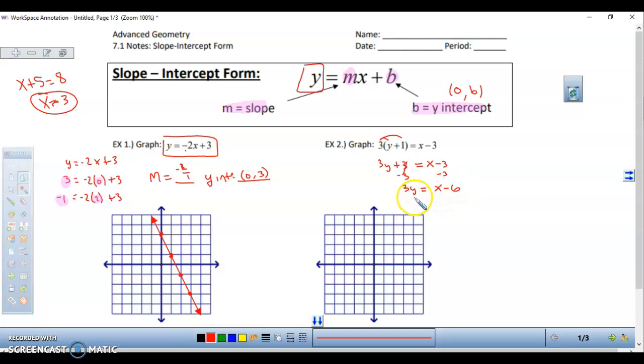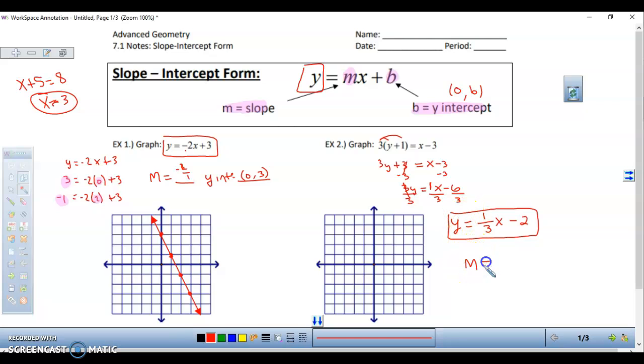And then the last thing I need to do to get y by itself is divide everything by 3. Now remember, in terms of coefficients, there's always a coefficient of 1 in front of a variable. So remember that when you're dividing, so you can pay close attention to what the slope is. So I end up with y is equal to 1/3 x minus 2. So I've taken my original equation and rearranged it using some algebra to get it into slope-intercept form.